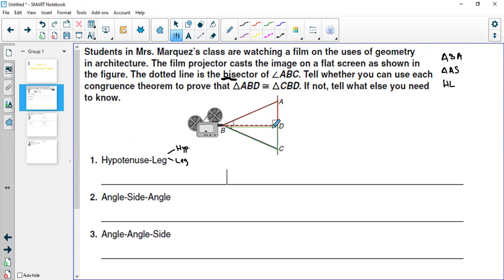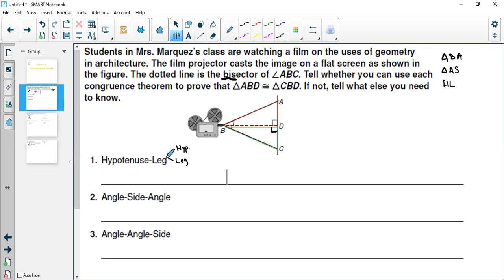Now from the figure we can derive, if this is 90 degrees, this is going to be 90 degrees as well, because of the linear pair theorem. If the angles in a linear pair add up to 180, and one part is 90, the other part is going to be 90. And then BD is equal to BD because of the reflexive property.